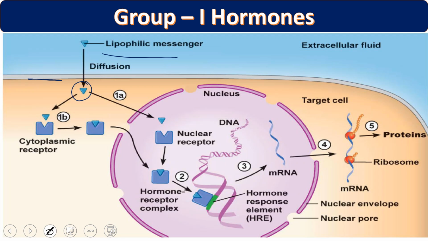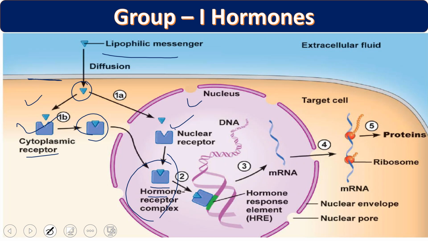Once it diffuses into the cells, it will come directly into the cytoplasm. So they have a receptor either inside the nucleus or in the cytoplasm. Means the receptor for these steroidal hormones or lipid soluble hormones will be in the nucleus or in the cytoplasm. So these hormones will bind with their receptor. Either they have nuclear receptors, so they will form a hormone receptor complex, or they will have a cytoplasmic receptor. There also they will form a hormone receptor complex. So in any way, either cytoplasmic receptor or nuclear receptor, we have a hormone receptor complex.